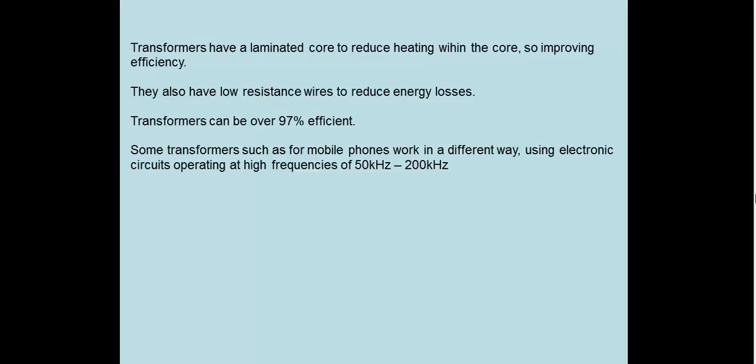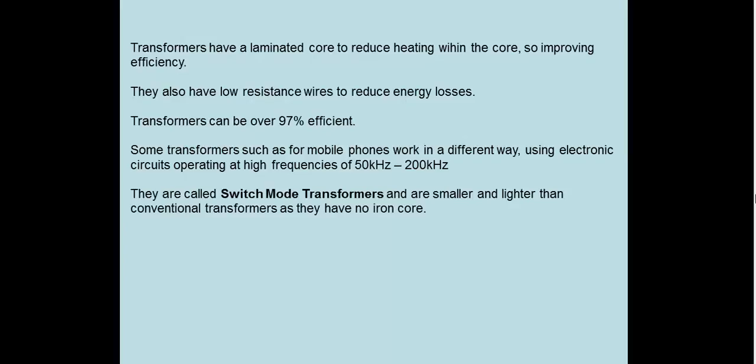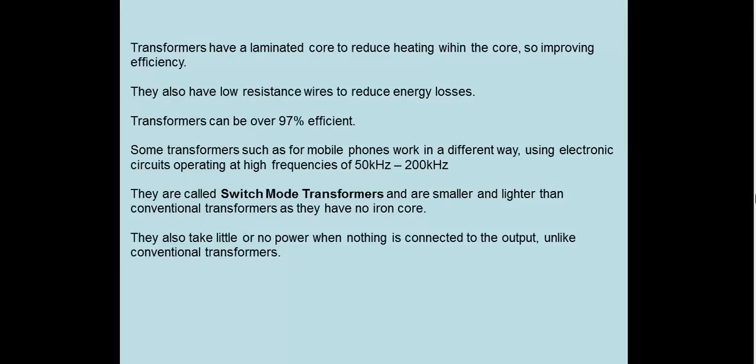Some transformers, such as for mobile phones, work in a different way. They use electronic circuits operating at high frequencies of between 50 and 200 kHz. They're called switch mode transformers. They're smaller and lighter than conventional transformers, as they have no iron core. They also take little or no power when nothing is connected to the output, unlike conventional transformers.